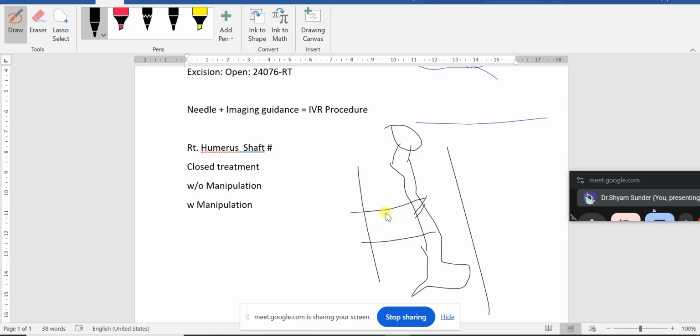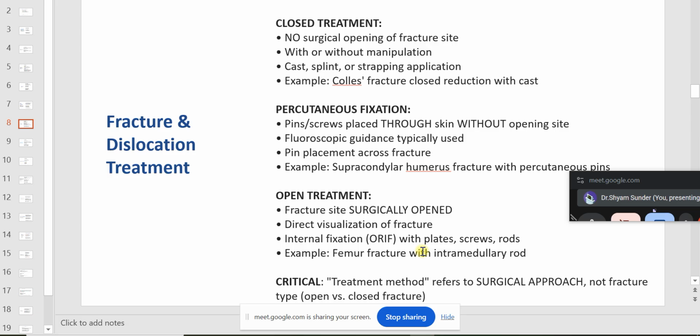But if the surgeon thinks this doesn't give results, he will go for the open procedure. In the open procedure you cut open the skin, expose the bone, then put plates and rods, plates and screws. That is called open reduction and internal fixation. This is full surgery to be done in the operation theater.